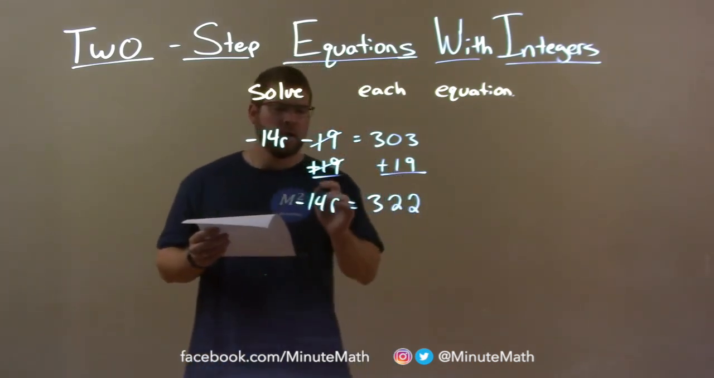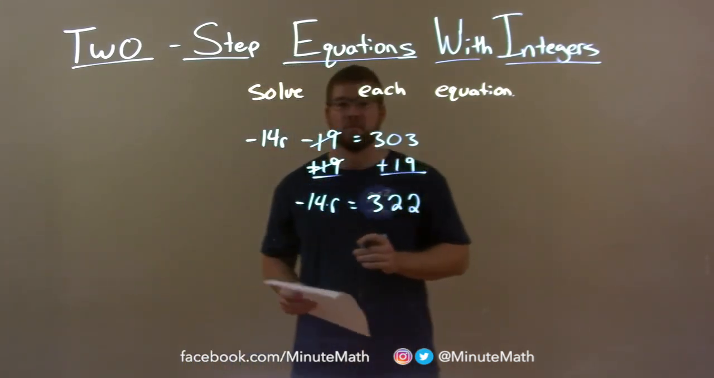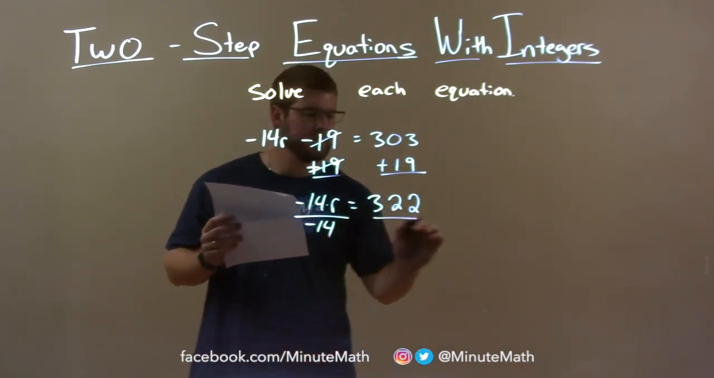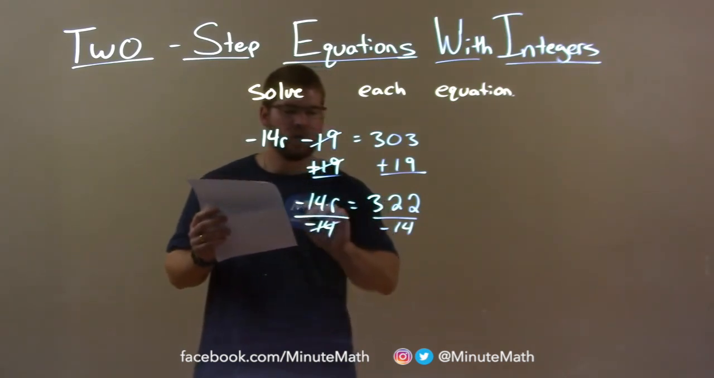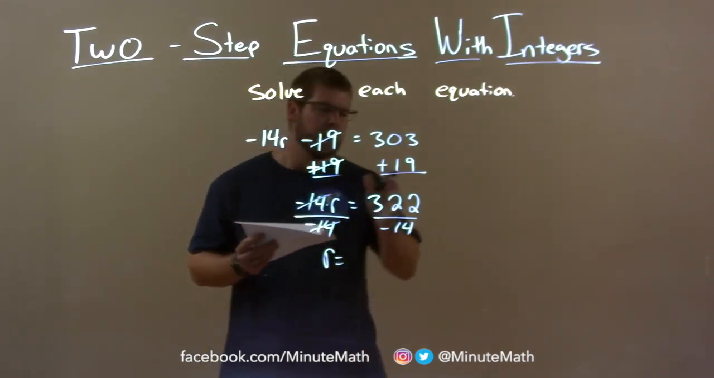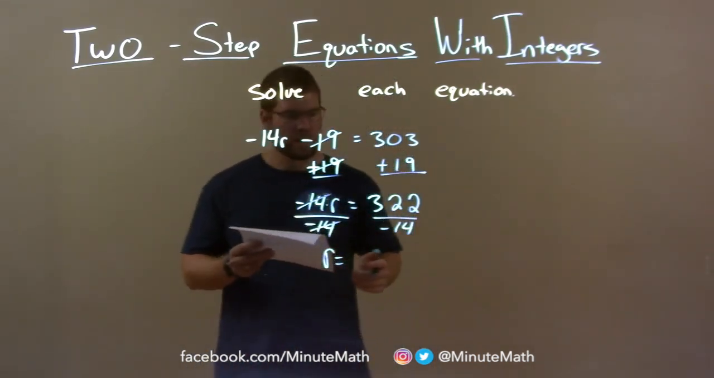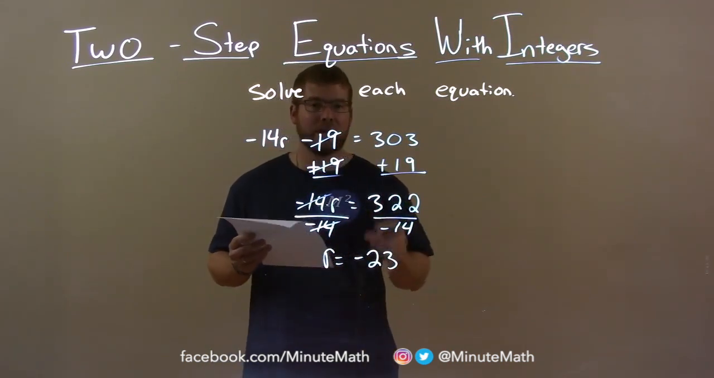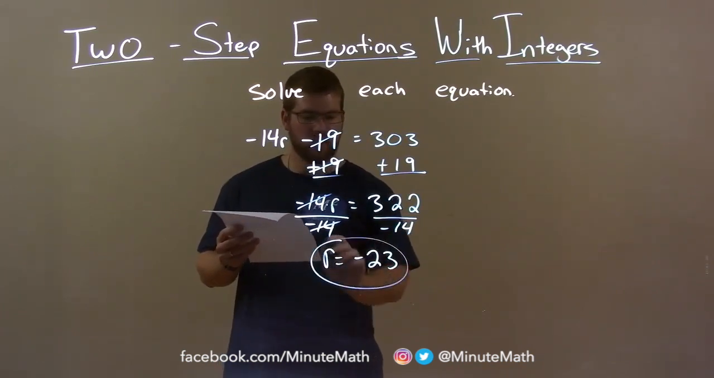All right. So now we have negative 14 multiplied times r. Opposite of multiplication, division. Divide both sides by negative 14. And this gives us r by itself on the left. 322 divided by negative 14 is a negative 23. Remember, a positive divided by a negative is a negative. So our final answer is r equals negative 23.